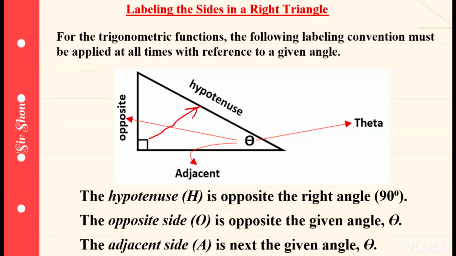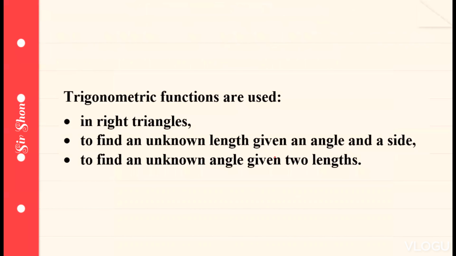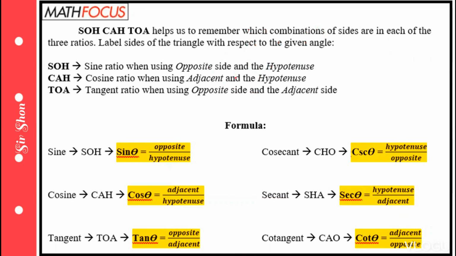All right. So the hypotenuse, or in symbol, letter H, is opposite the right angle, 90 degrees. The opposite side, or O, is opposite the given angle, theta. The adjacent side, or A, is next to the given angle, theta. So trigonometric functions are used only in right triangles. They are used to find an unknown length given an angle and a side, and to find an unknown angle given two lengths. So here are the formulas of the six trigonometric ratios.